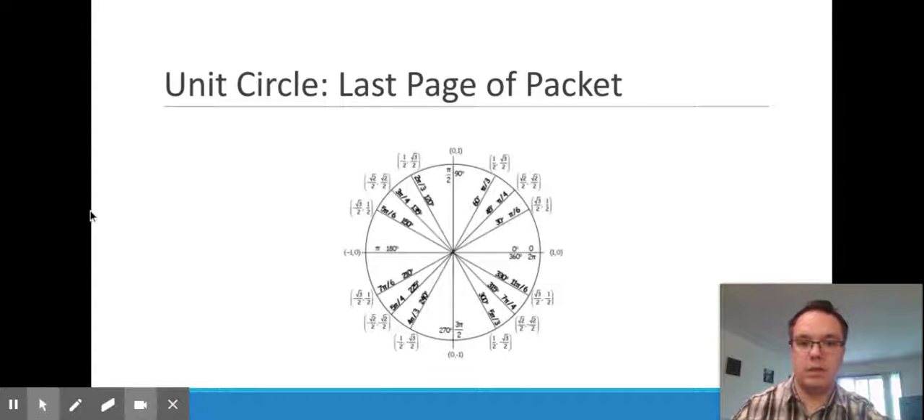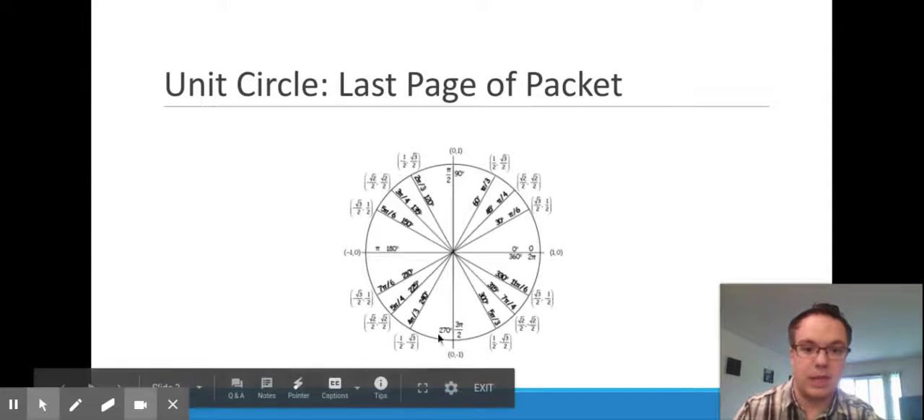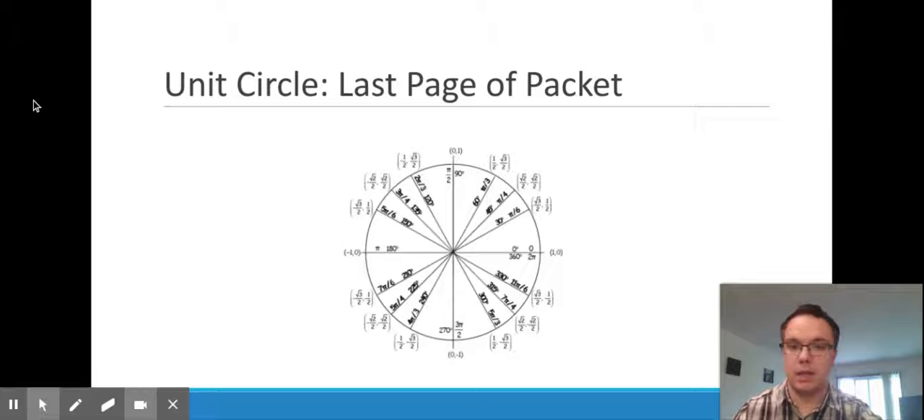So here is what a unit circle looks like. Again, it's on the last page of your packet. Also, if you didn't get a paper copy of the packet, it is on the last page of the digital packet on Brightspace. It is also its own link on Brightspace. You can also just Google the words unit circle, and there are thousands and thousands of images, so make sure that whatever image you pick gives you both degrees and radians and the points, because that is what we are going to be using.